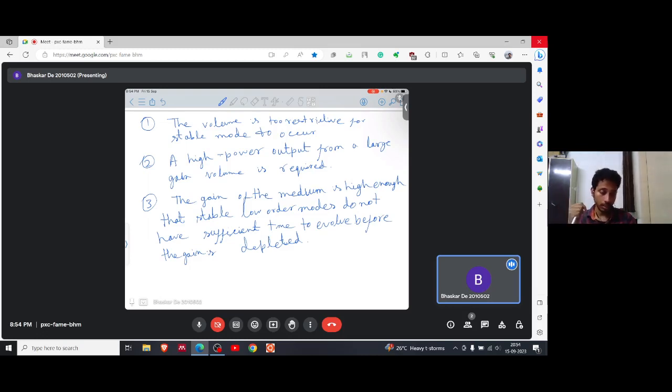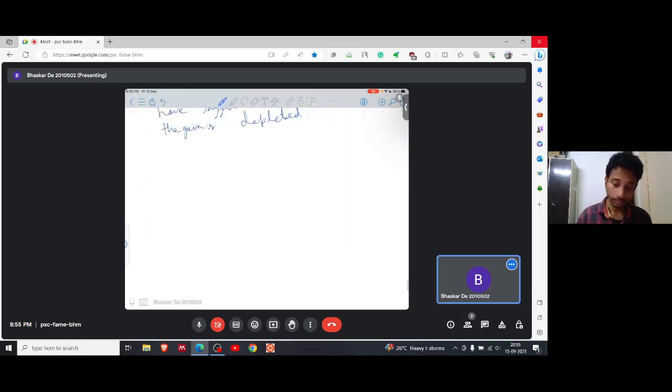Now such a high gain also makes it possible for the laser to operate in spite of the high diffraction losses of the unstable cavity. Even though there is a certain diffraction loss in the unstable cavity, this high gain will be used to have a very high output laser.